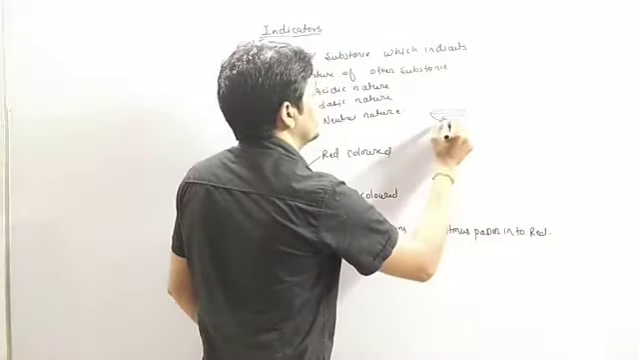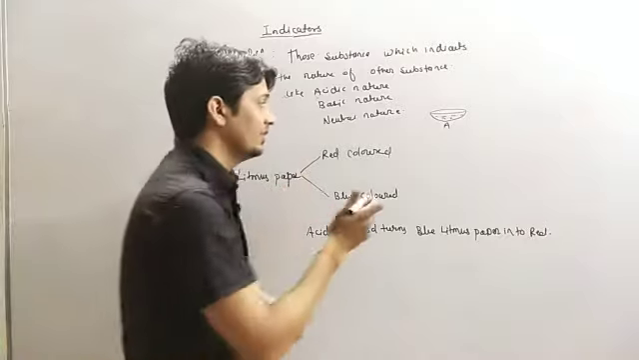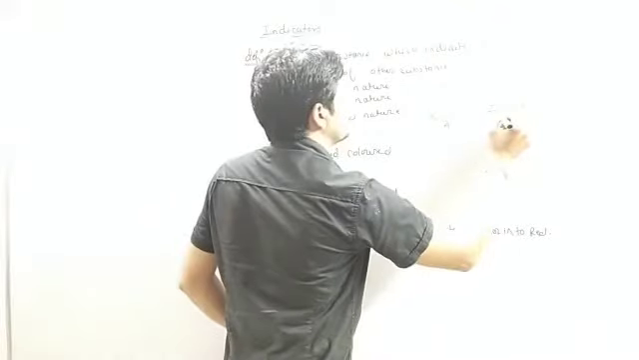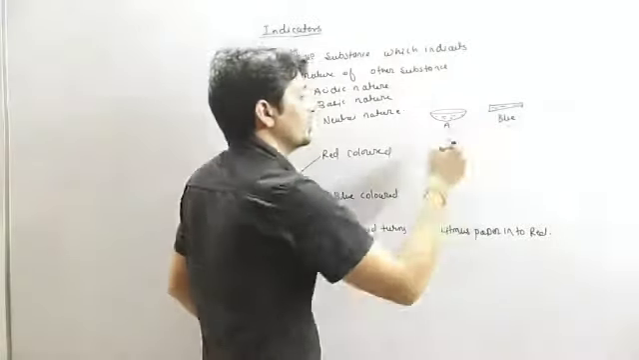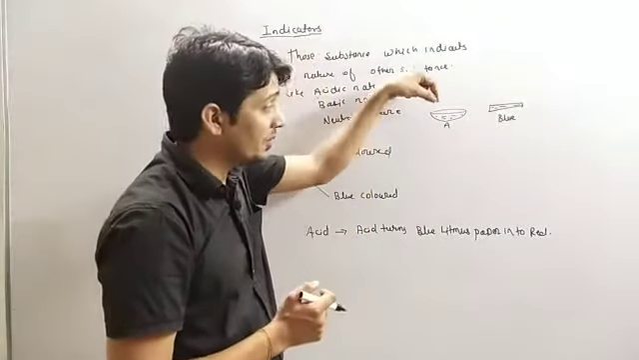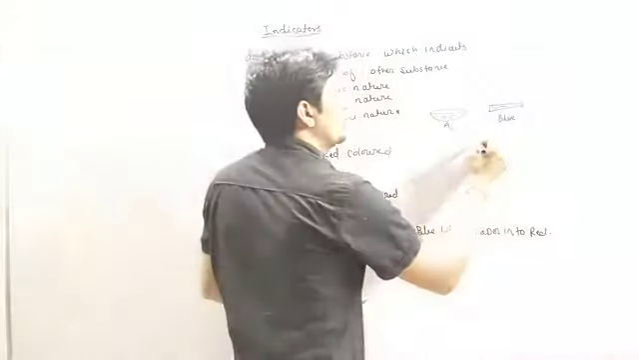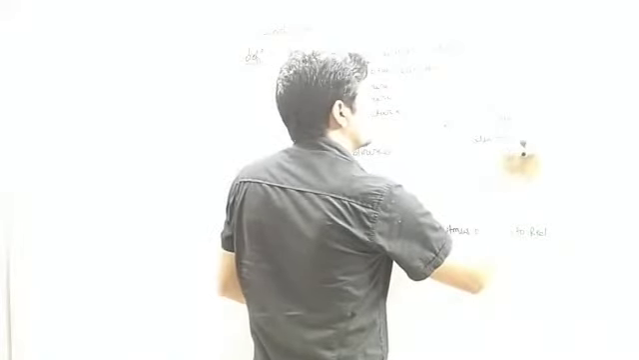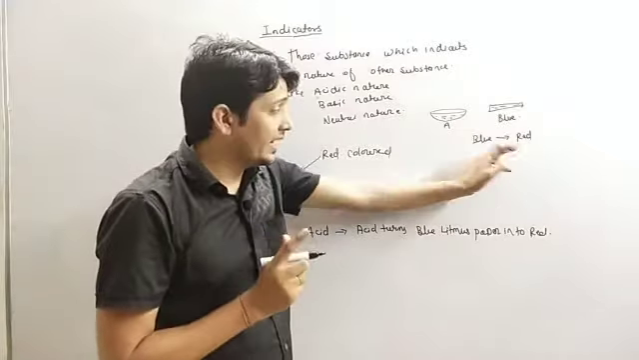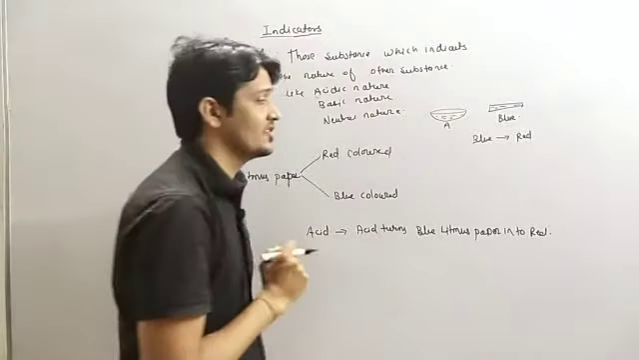Okay, let's say you have a sample of acid, we can call it A. If you dip a strip of the blue litmus paper in the substance and its color changes to red, that means blue is converted into red. If blue converts into red color, then this substance is acid. This substance is acidic in nature.